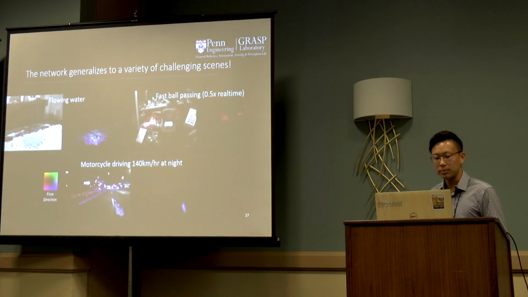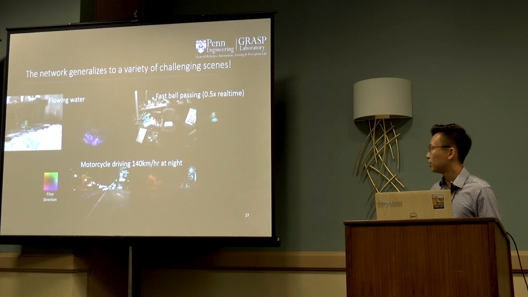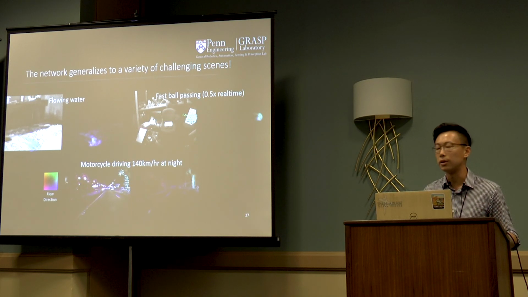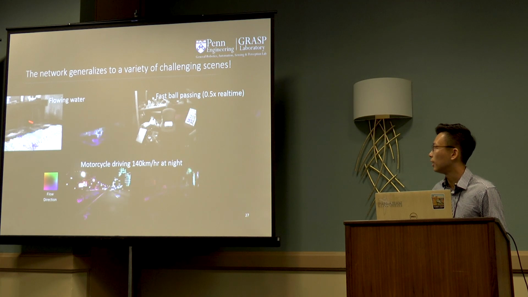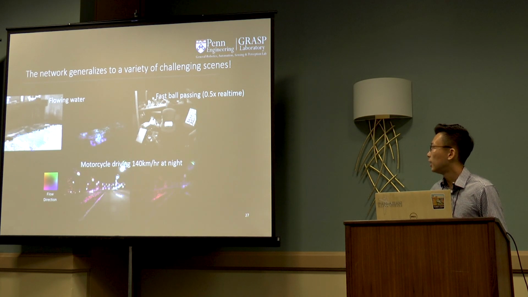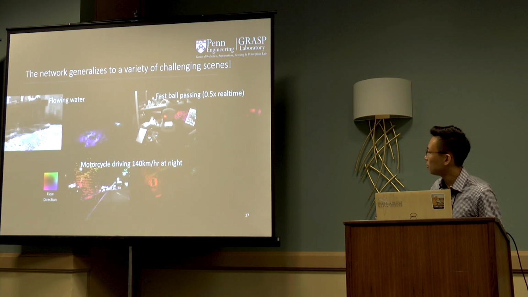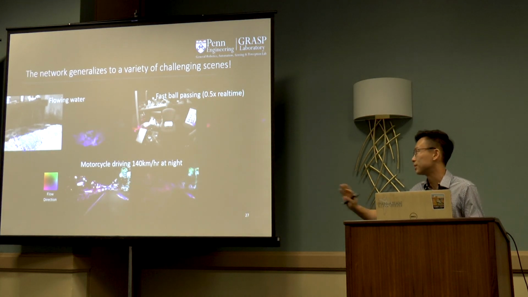So some results from our optical flow network. We have a demo for this today as well. We found that once you train these networks for optical flow, they generalize to basically any kind of scene that you can throw at it. So for example here, we have some water flowing down this small waterfall that we have. We have a ball that's thrown in front of the camera, and this is actually half of real time. And if you look at the grayscale image, the ball doesn't really show up at all. It's moving through so quickly that you just see this blurry streak inside the grayscale image.